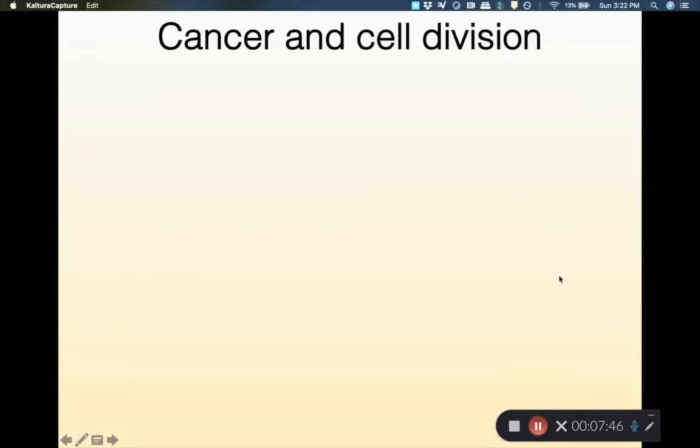So we'll pick up in our next lecture about understanding the concept of cancer and cell division and what can go wrong in cell division. Now that we have a good structure and understanding of the processes that are involved, we're going to spend some time understanding what can go wrong with cell division and how that can potentially manifest as cancer in the body.